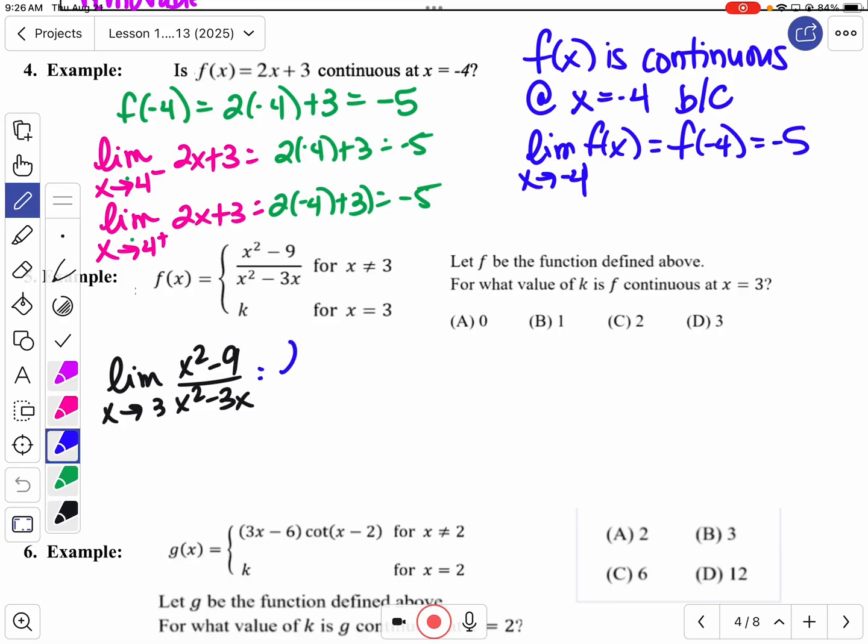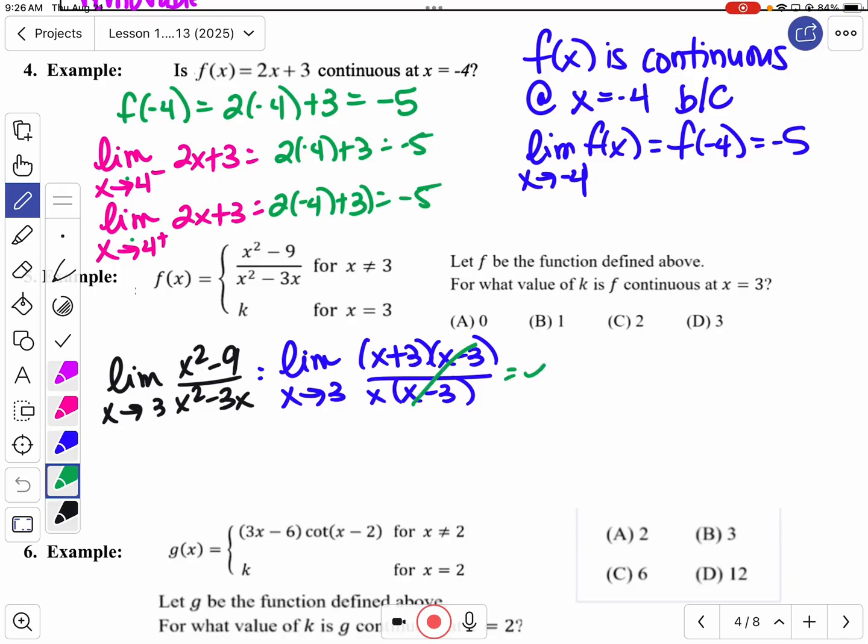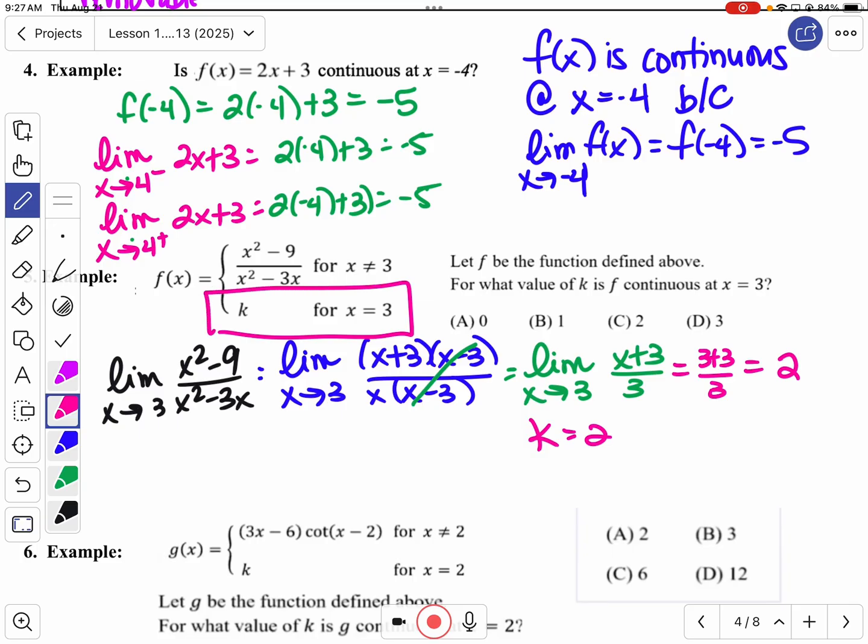Let's try to factor. Keep my limit, the limit as x approaches 3. The numerator would be x plus 3 times x minus 3. The denominator would be x times x minus 3. And so we can indeed reduce. So it leaves me with the limit as x approaches 3 of x plus 3 over x. We evaluate it: 3 plus 3 over 3 gives me a value of 2. So k would have to equal 2. The value of the function would have to equal that limit. So my answer would be C.